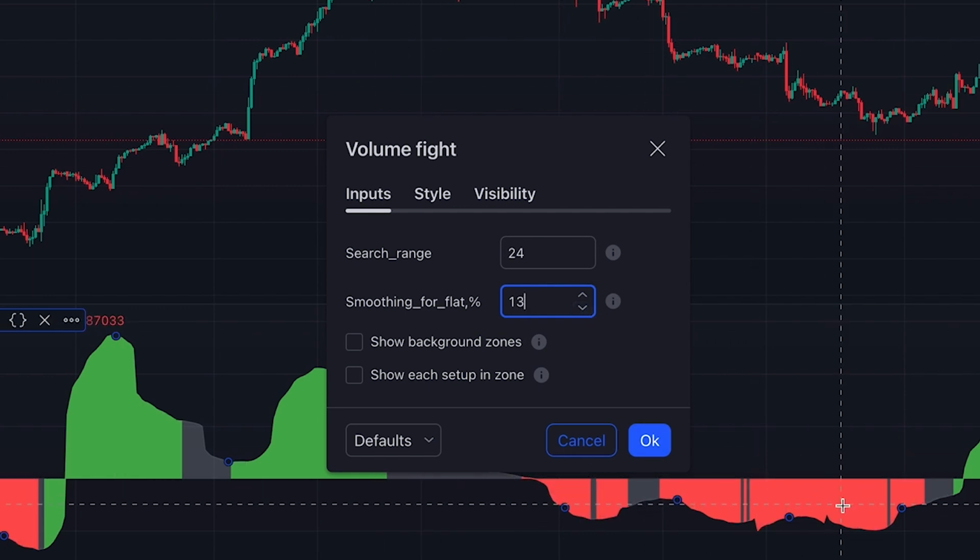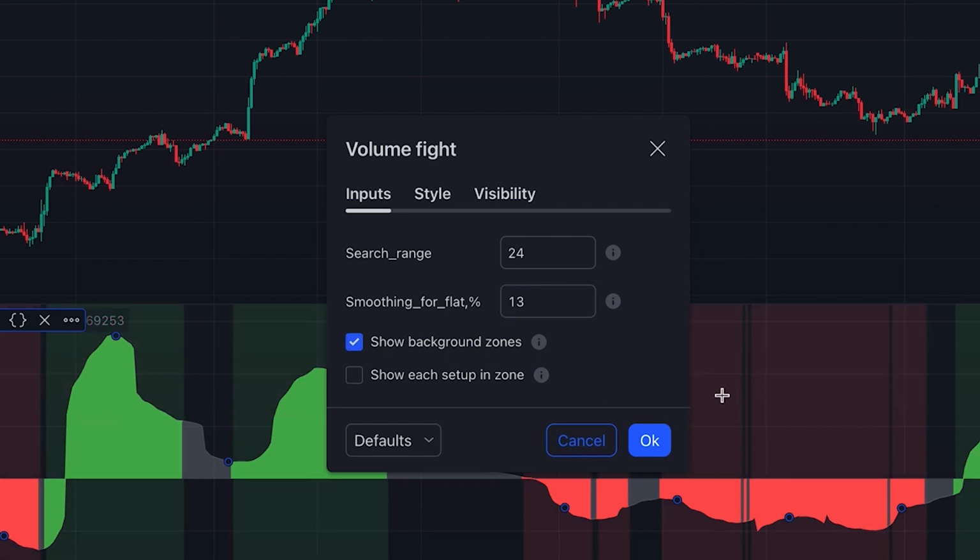Depending on the volatility of the asset you're trading, you may need to increase or decrease the smoothing for the flat parts. There is also an option for showing background zones, which you can turn on if you like. And by default, only the initial signals for the bullish or bearish dominance are shown by the help of these triangles, but you have an option here that can turn on the signals on every change from gray to red or green color.